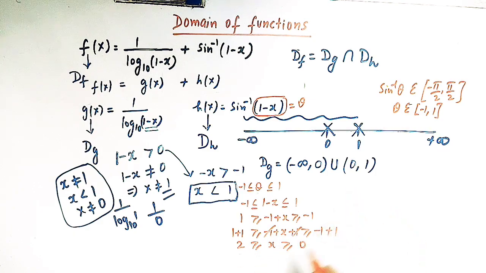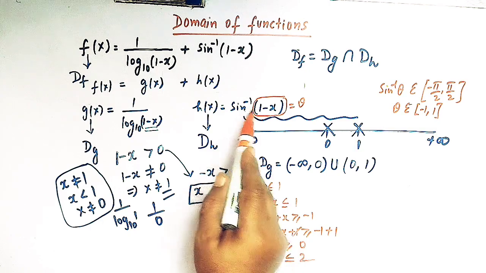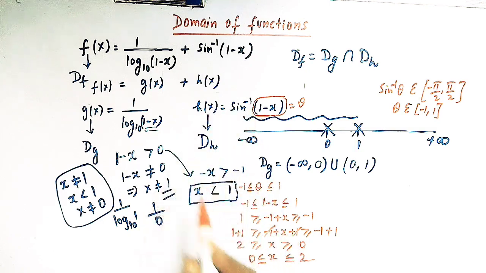So we have now x greater than or equal to 0 but less than or equal to 2, right? So the domain of this function h of x is given by this interval, that is x belonging to the closed interval 0 comma 2. So here 0 and 2 both are included. So let us now represent this domain on this real number line.